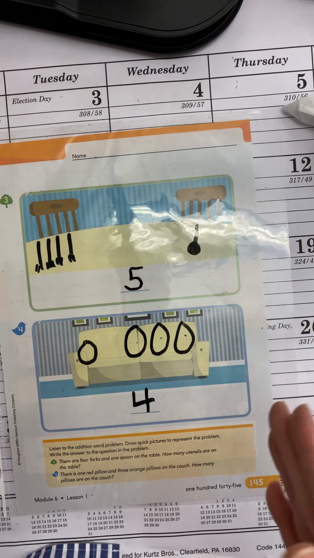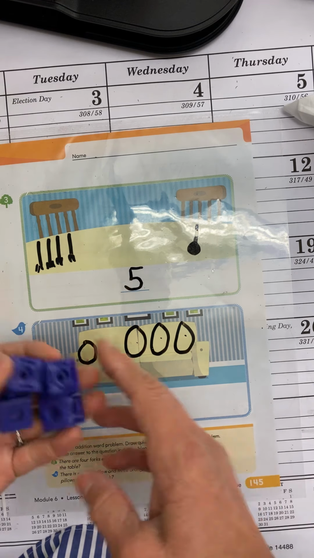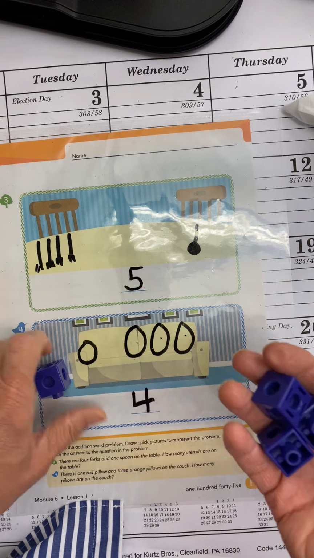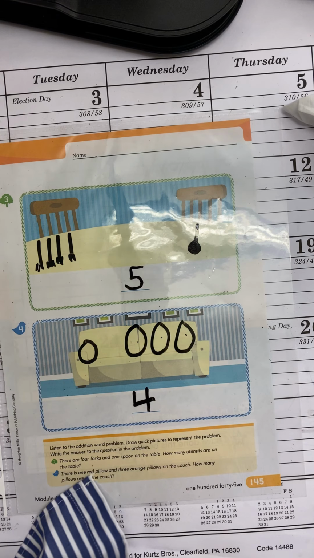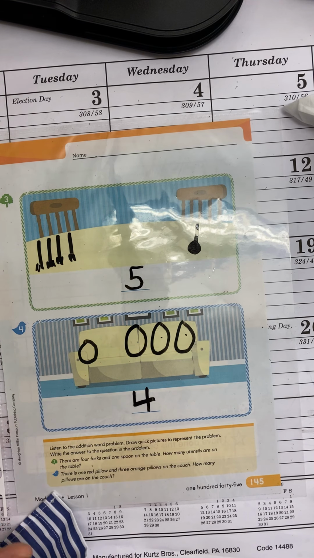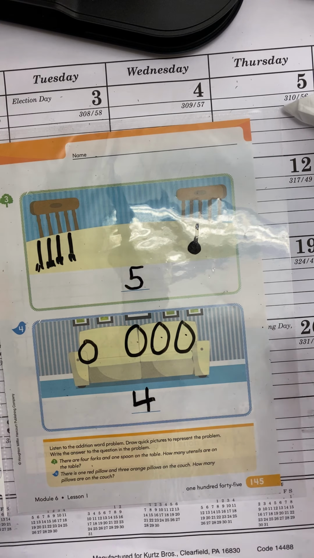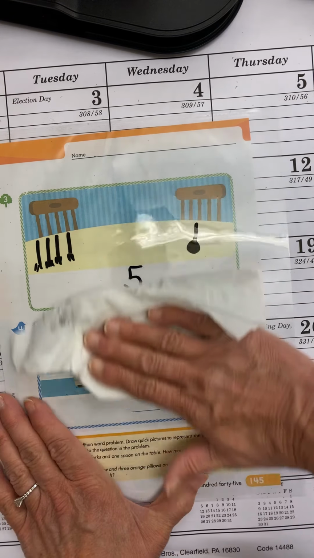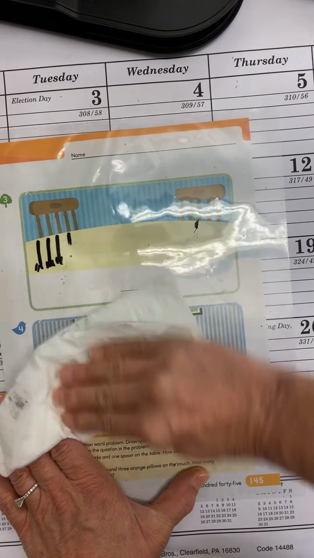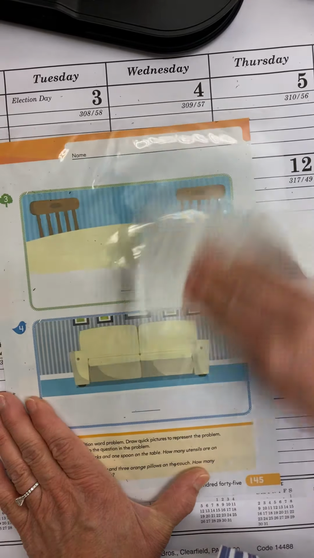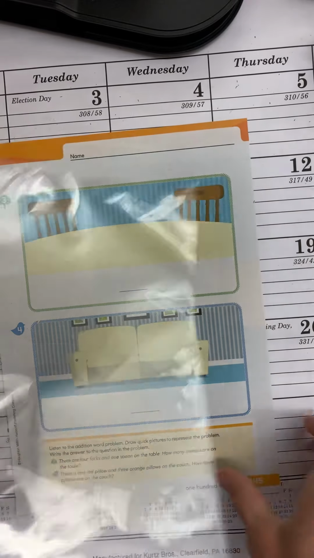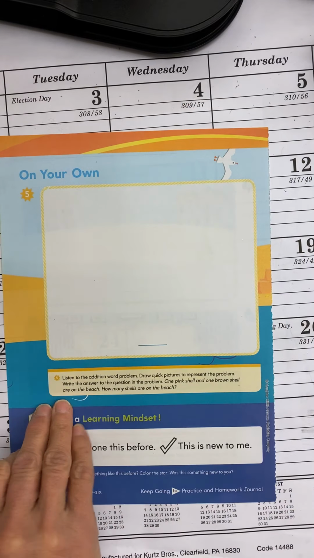See how we could use drawings or we could use our blocks? We can do either one. If you have crayons, that would be great. Go ahead, use your crayons to make your yellow pillow and your 3 orange pillows. So go ahead and get your crayons if you want to do that. And let's turn our page over and see what we have here.